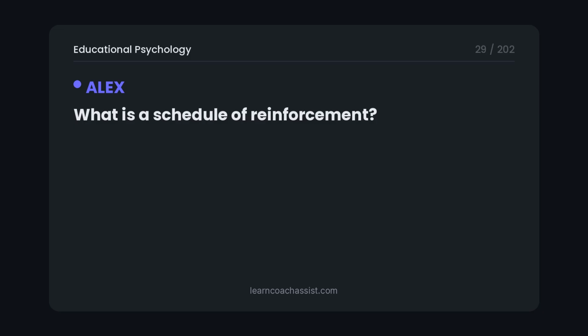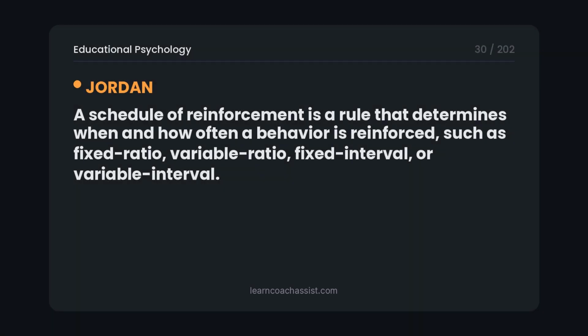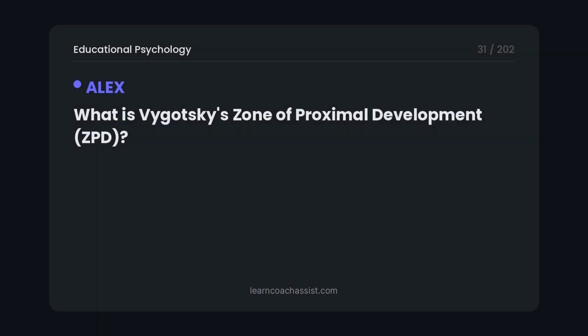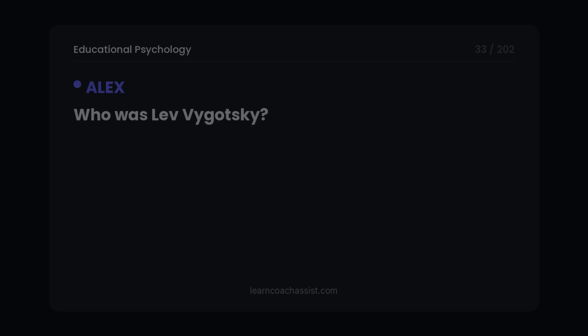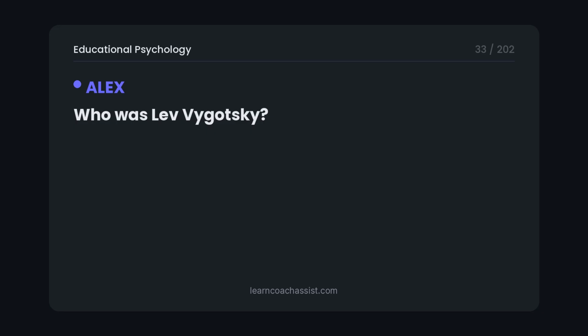What is a schedule of reinforcement? A schedule of reinforcement is a rule that determines when and how often a behavior is reinforced, such as fixed ratio, fixed interval, or variable interval. What is Vygotsky's zone of proximal development, ZPD? The ZPD is the gap between what a learner can do independently and what they can achieve with guidance from a more knowledgeable other. Who was Lev Vygotsky?